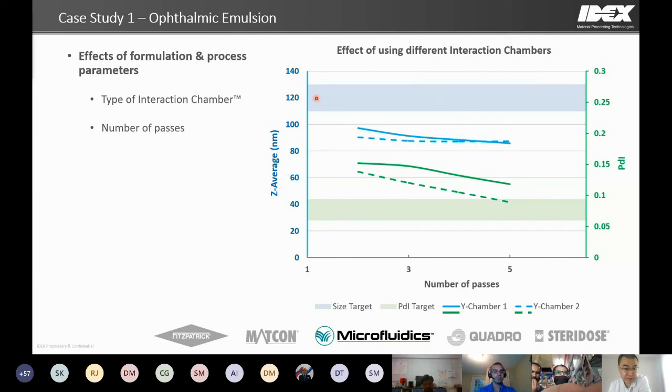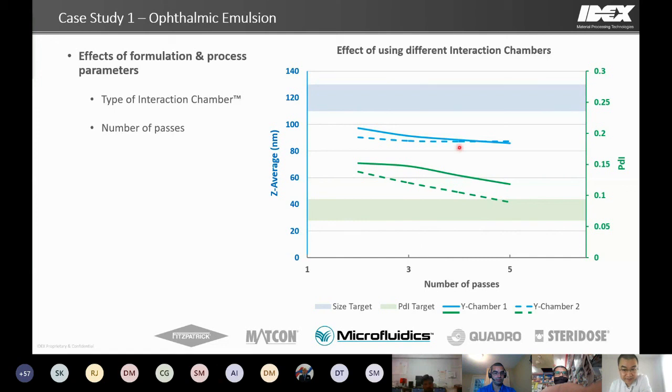Let me just explain the graph real quick here. The particle size is plotted against the left y-axis, represented by the blue color. The distribution, or the PDI, is plotted against the secondary y-axis on the right-hand side, and is represented by the green color. The two bars here represent the target particle size and the target PDI ranges.